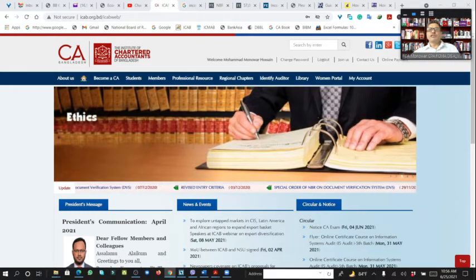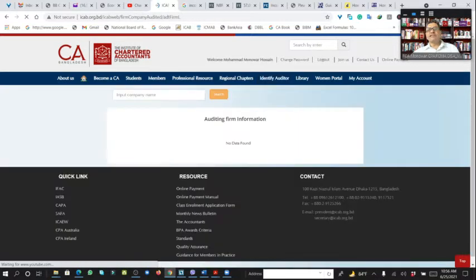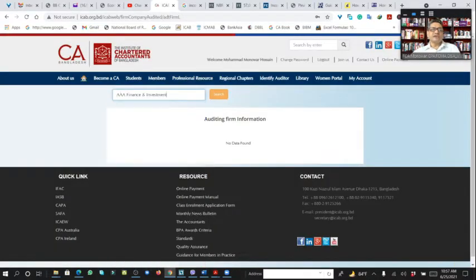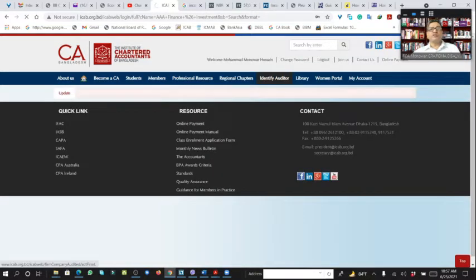The Institute introduced different steps. One is identify auditor. Identify auditor means who is the auditor of a company. Here, if you put any company's name, all companies within the system, you can search who is the auditor of that company in which year.